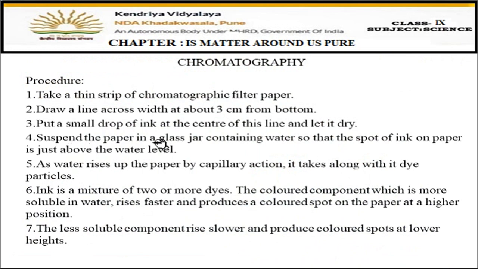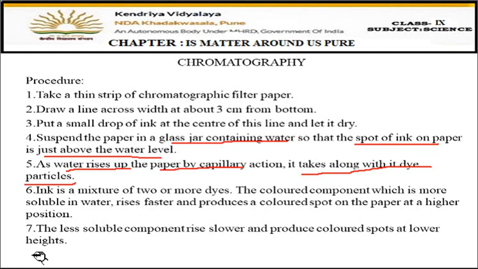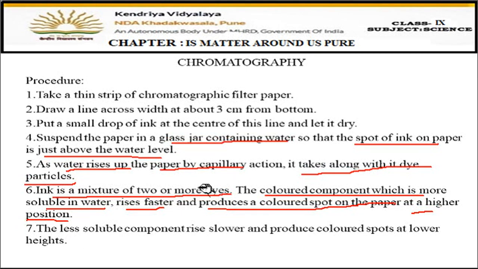Suspend the paper in a glass jar containing water so that the spot of ink on the paper is just above the water level. As water rises up the paper by capillary action, it takes along with it the dye particles. The components present in the ink also move along with the water. Ink is a mixture of two or more dyes. The colored component which is more soluble in water rises faster and produces a colored spot on the paper at a higher position. The one which is more soluble will move to more height and give a spot at the highest position, and the less soluble component rises slower and produces colored spots at lower heights.